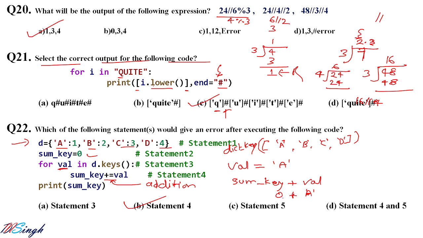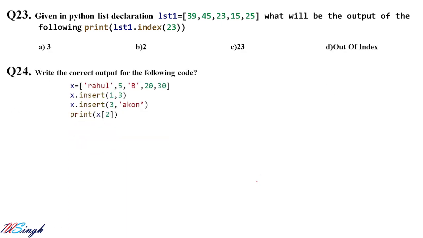String. And that is why some key is of type integer. From where does it come? Because we are assigning 0 to this variable called some key. I hope you are getting it. Let us go for question number 23.